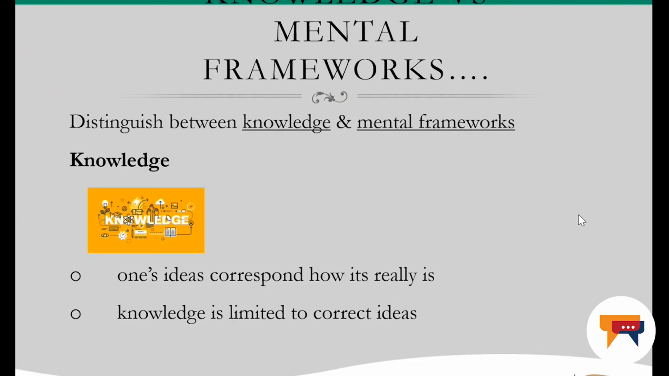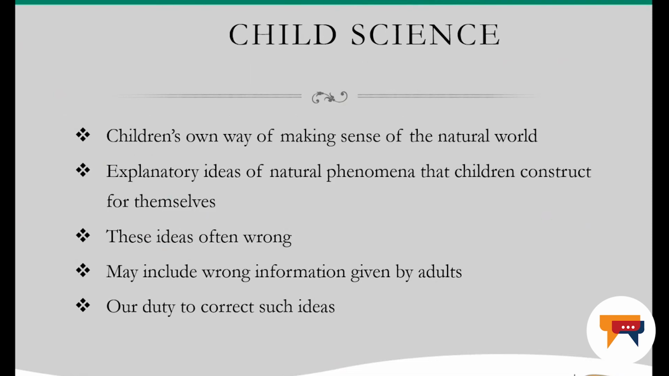And what is knowledge and how does it differ from mental frameworks? Knowledge of something means that one's idea of it corresponds to how it is in reality. In other words, knowledge is limited to only correct ideas, while a mental framework consists of both correct and incorrect knowledge and ideas. And in natural sciences, we have what we call children's science or child science.